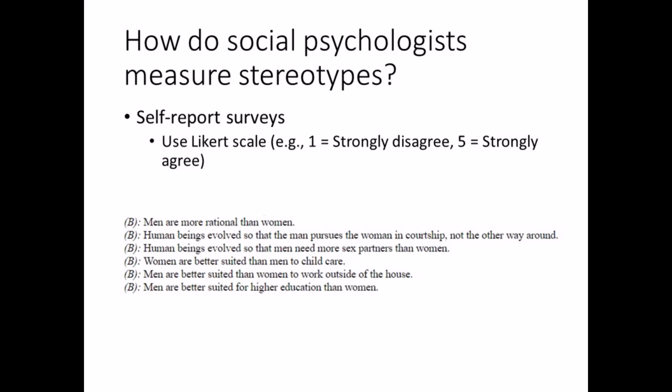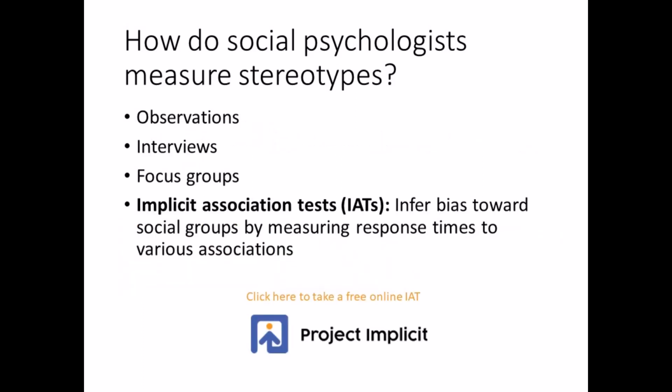Take a moment to pause the video and read some of the other items. As you know, self-report surveys are susceptible to faking, and this is especially true when asking about sensitive topics like stereotypes. So, self-report surveys have their limits. Social psychologists also observe individuals in naturalistic and laboratory settings. They might interview people or conduct focus groups and gather rich qualitative data.